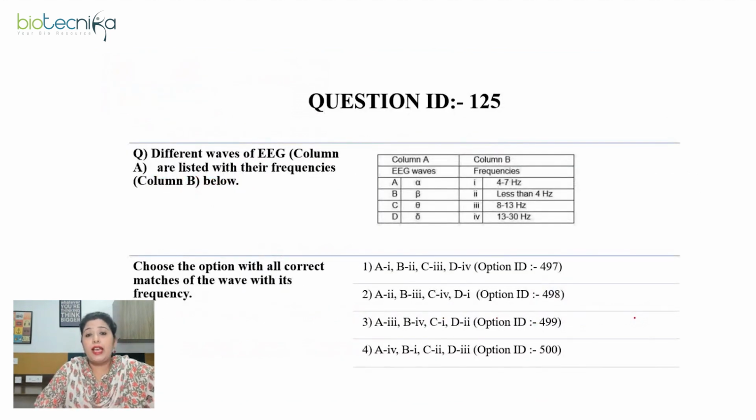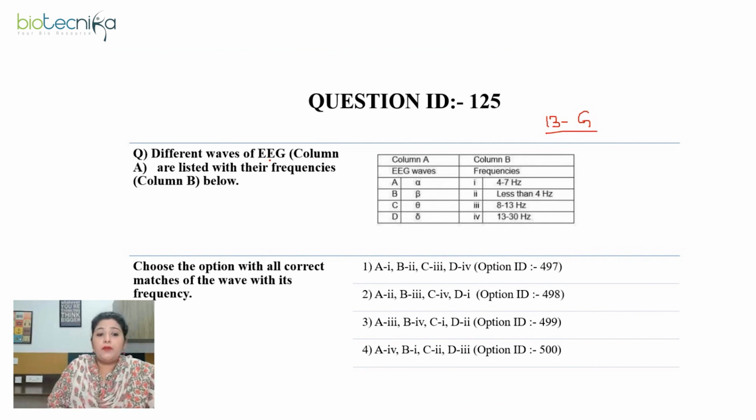Now coming to the last question. This question is from subunit 13G, electrophysiological methods. This particular question is based on EEG, electroencephalography. If you have studied about EEG, if you know the principle and the theory, you can answer this question. So again, it's a direct, memory-based question.